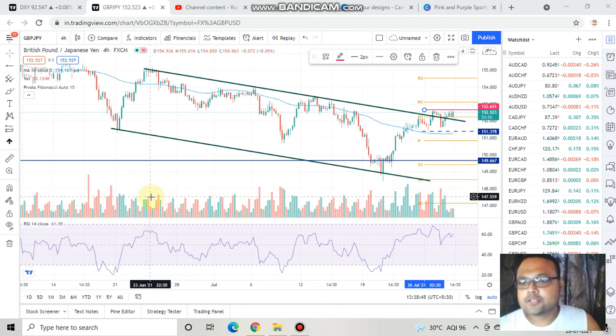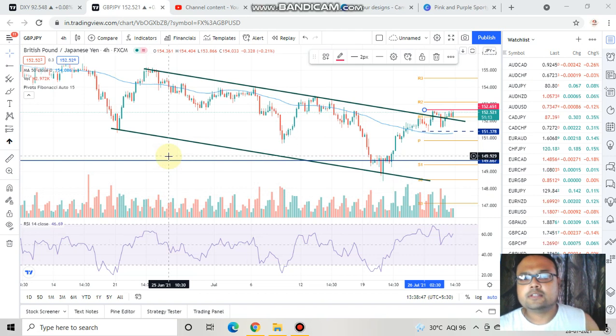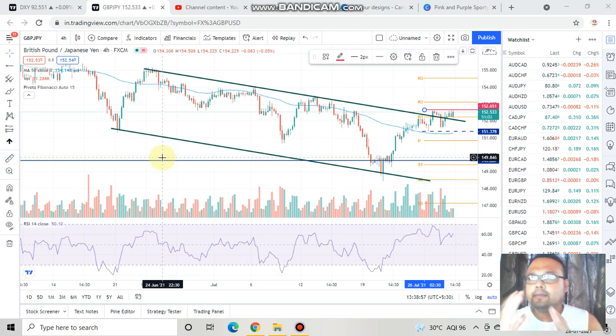So this is the 4-hour chart of British Pound Japanese Yen, GBP JPY in front of us right now. And as you can see, I have got many lines drawn here on the chart, unlike the previous videos. So things are a little bit complicated, but do not worry, I'll be explaining them one by one.